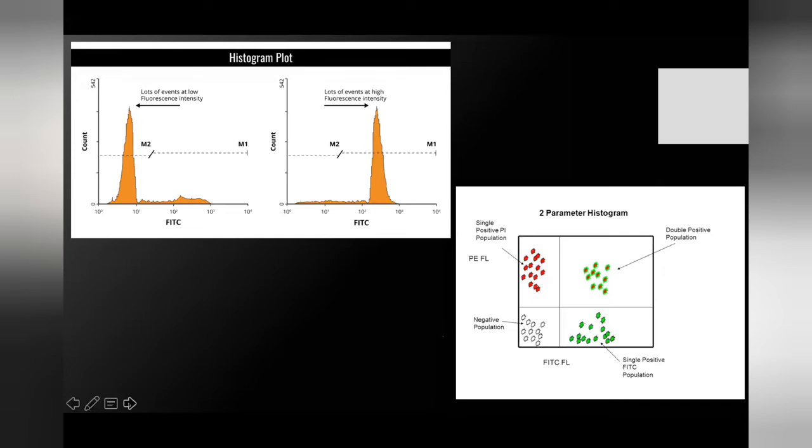For example, this green population expresses the fluorochrome of the x-axis, but not of the y-axis. The red population here is expressing the fluorochrome, which is represented on the y-axis. This is a dual positive population, and this is a double negative population.